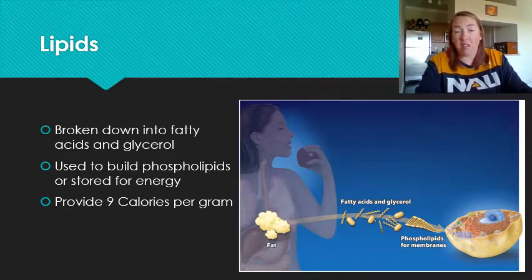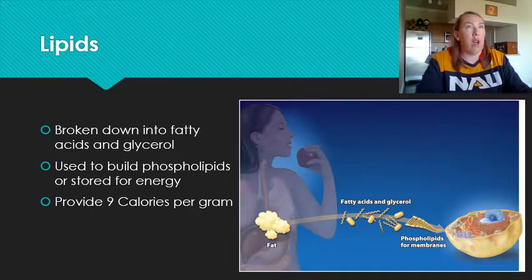Lipids are very energy rich. They provide us with 9 calories per gram. That's more than twice the amount of carbs and proteins at the same mass. That's why when we store our chemical energy on our bodies for later, we store it as fat. We can hold on to a lot more energy without as much extra weight.